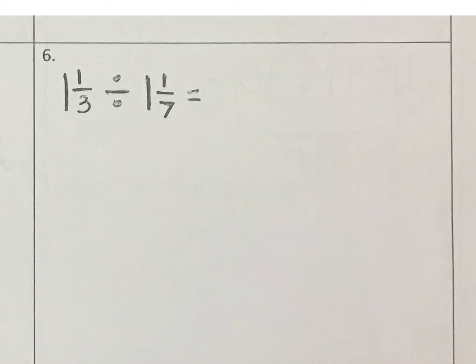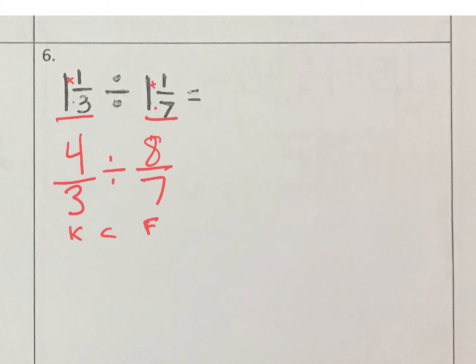Alright, here is a mixed number divided by a mixed number. First of all, we have to get these into fraction form. So 3 times 1 is 3, plus 1 is 4 over 3, divided by 7 times 1 is 7, plus 1 is 8, 8 over 7. Okay, now I got them both in fractions, so now I can keep, change, flip. So I got to get this to be a multiplication. So I keep that the same, I change that, and I flip that.